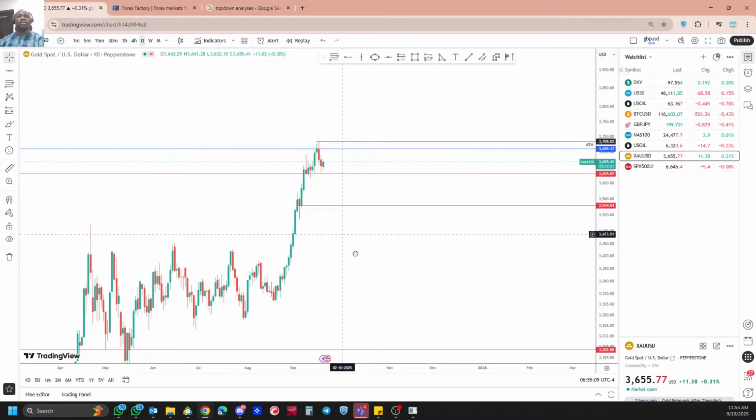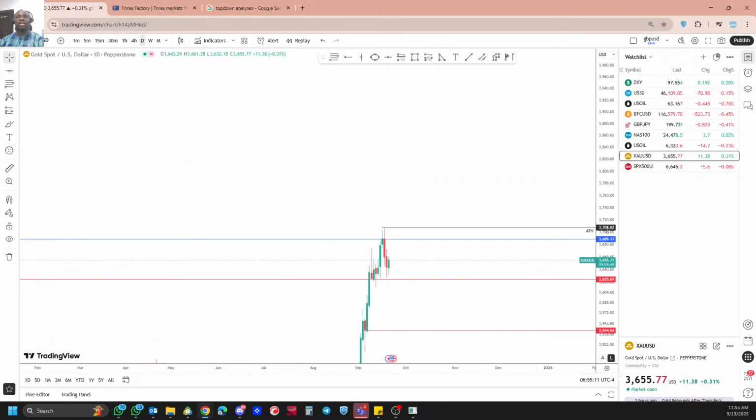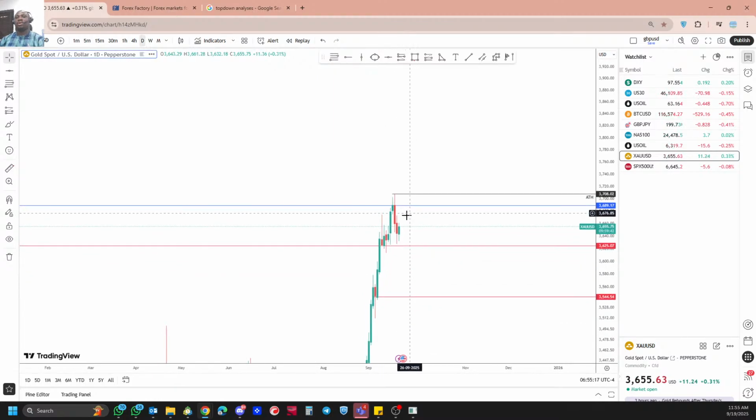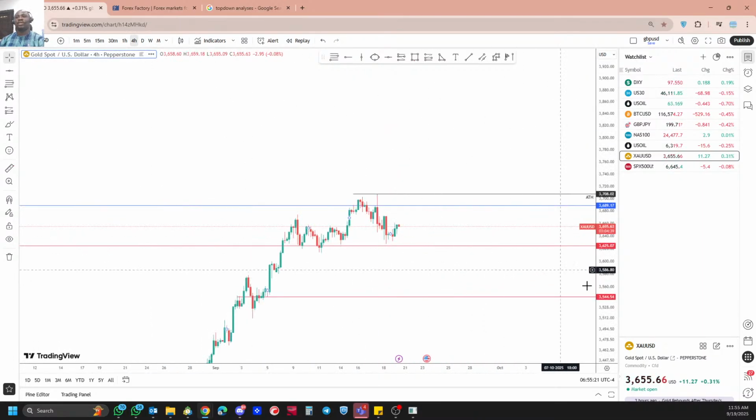All right. So the daily is saying that price has gotten to a major support here and bounced back. So we could likely see it continue to fly up, but then we'll need even stronger confirmation. So we'll go to our smaller time frame.